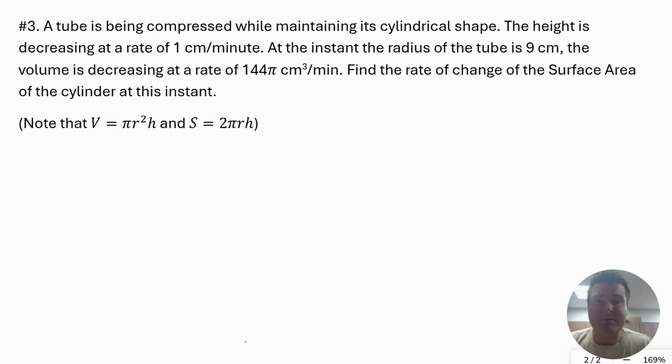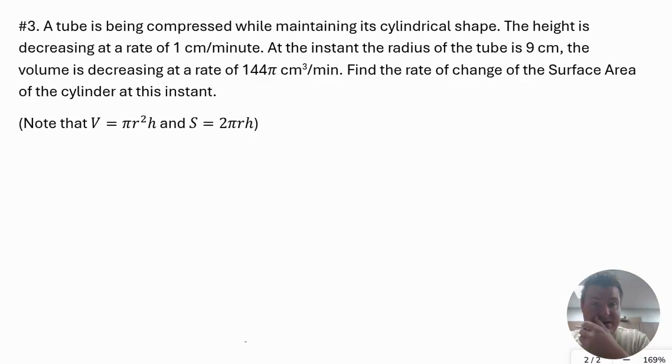So we have a tube here being compressed while maintaining a cylindrical shape. The height is decreasing at a rate of 1 centimeter per minute. At the instant the radius of the tube is 9 centimeters, the volume is decreasing at a rate of 144 pi centimeters cubed per minute. Find the rate of change of the surface area of the cylinder at this instant. So what's really nice and fortunate is we're going to get these formulas, what the volume of a cylinder is and the surface area of the cylinder is.